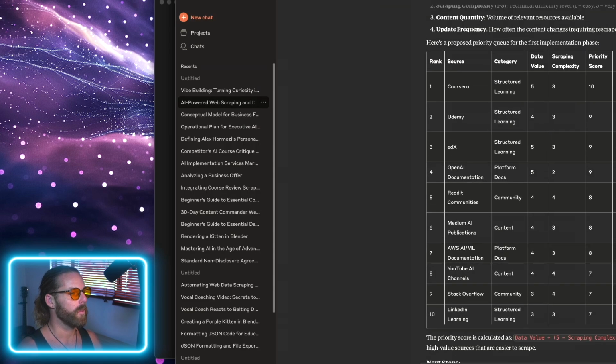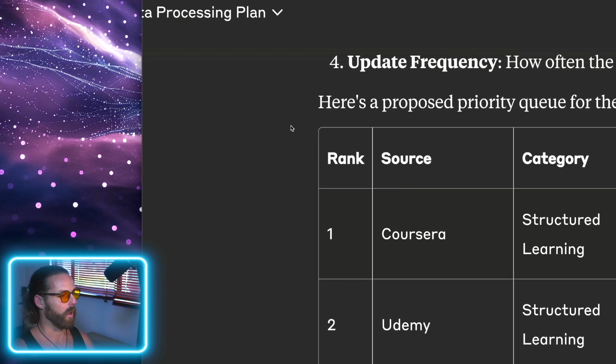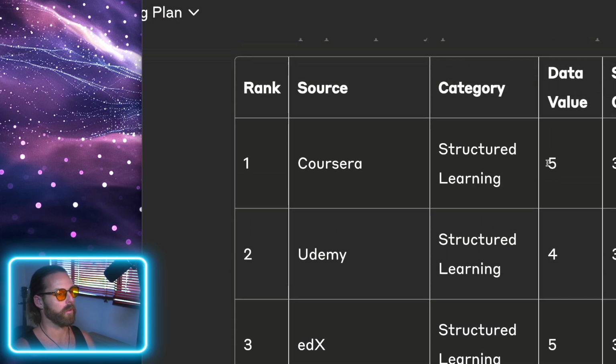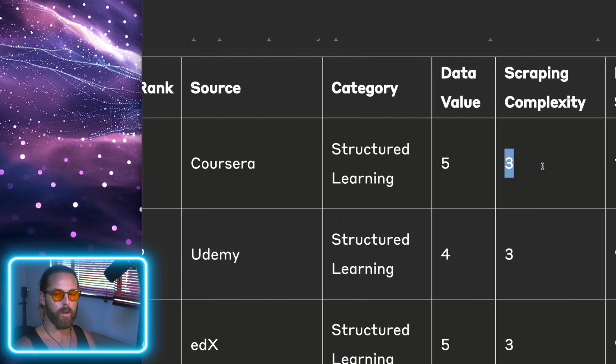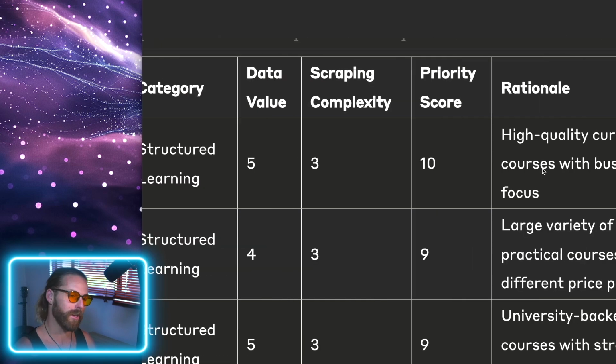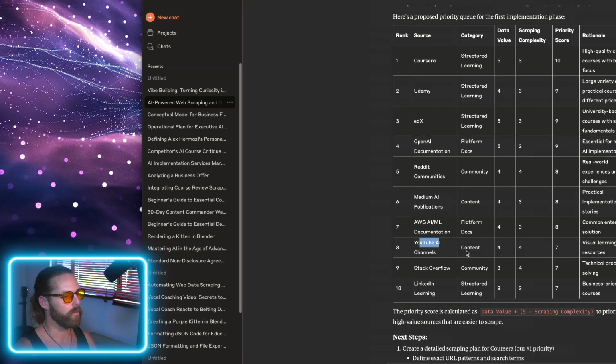So here is our priority matrix, according to Claude. So we got Coursera, Udemy, edX, and then basically it gives all these a value for what the data is worth. The complexity of the scraping, which by the way, Coursera is more like 5 or 10. That was not easy. High quality, curated, business focus. So it's got our matrix here. And it's got YouTube at the bottom. It's got Reddit at the bottom.